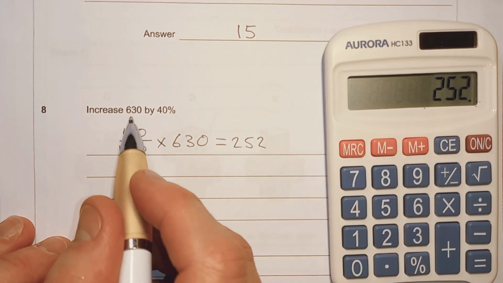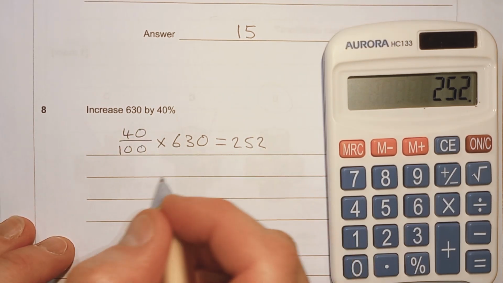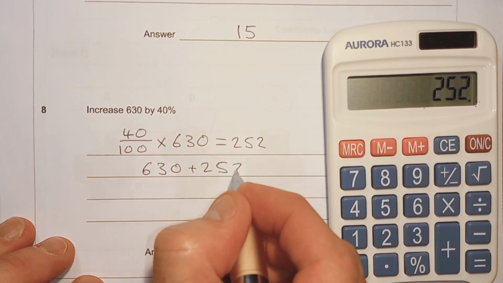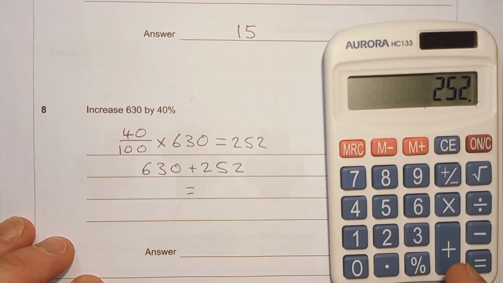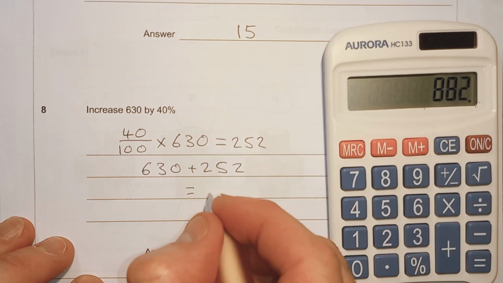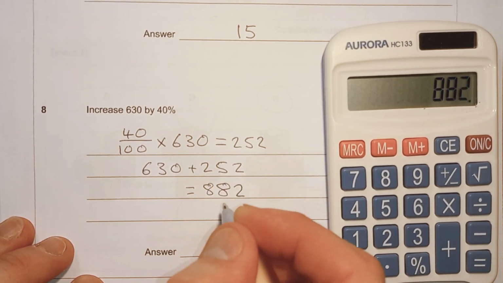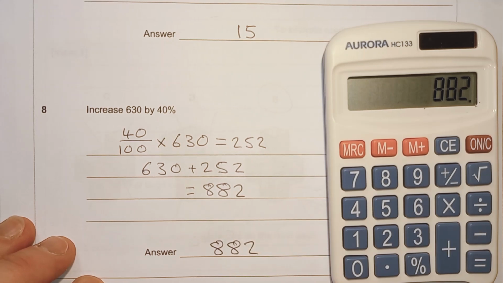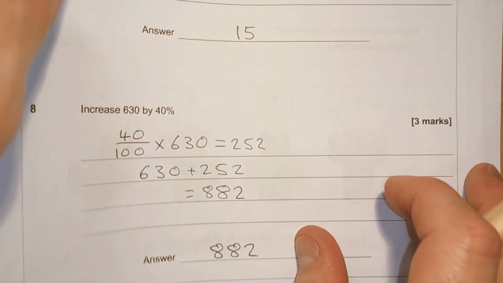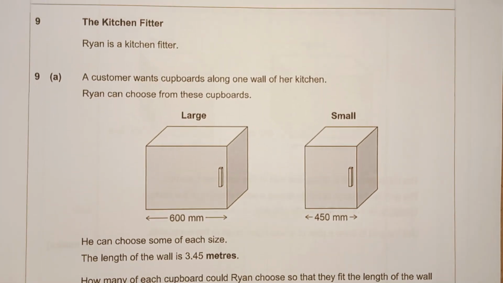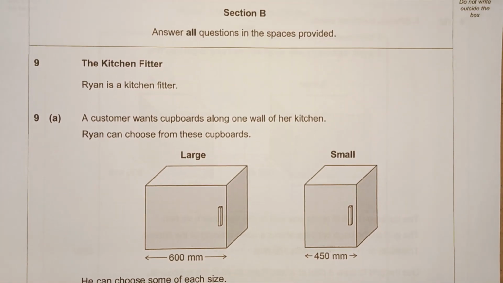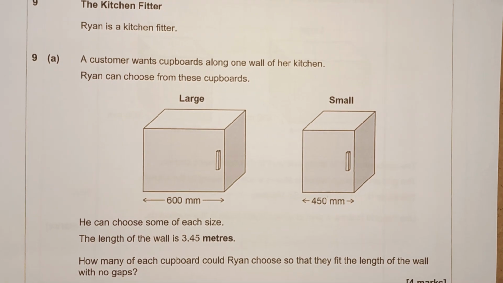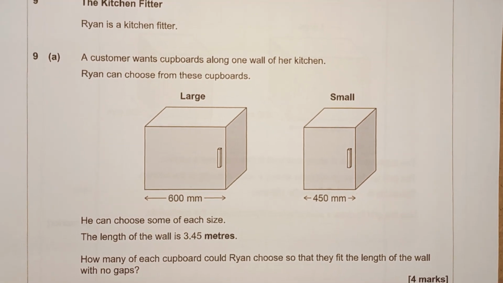But we want to increase 630 by the 40%. So in other words, it's 630 plus 252, which gives us 882, which we can put on our answer line. Actually, let's have that up here so we can try and see the whole question. And the number of marks, we've got 4 marks.